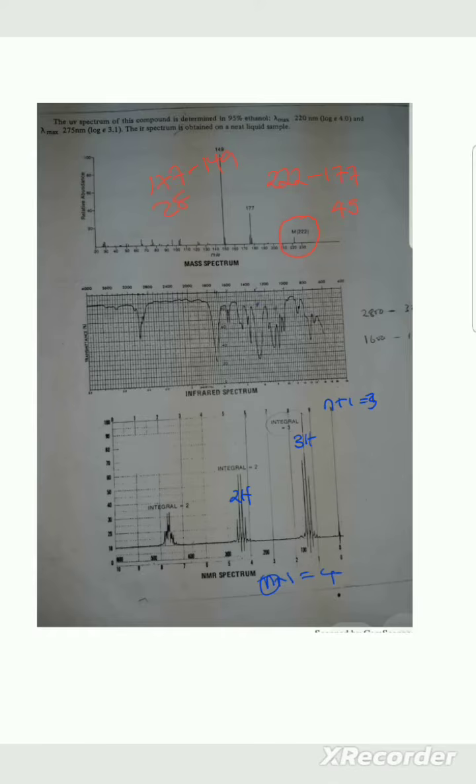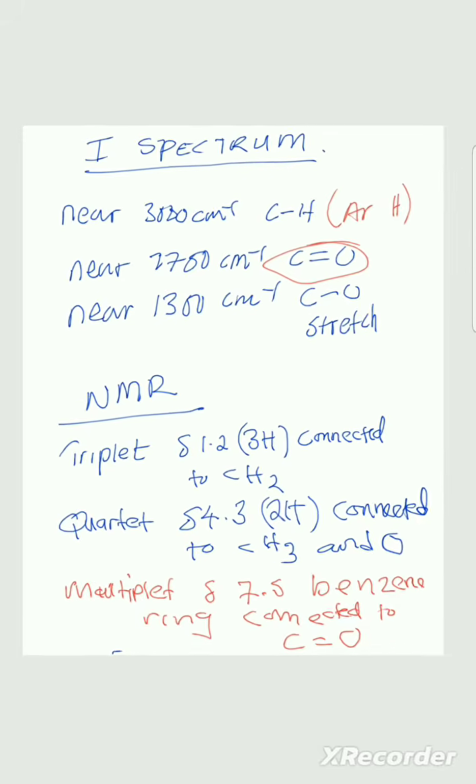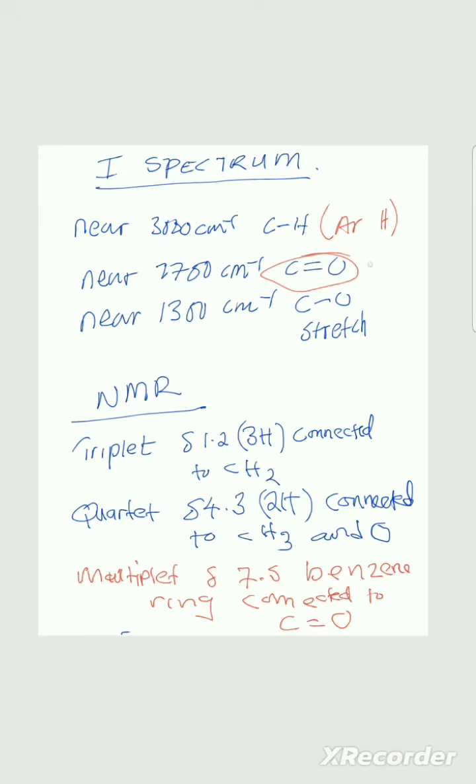Okay, so look at the data that we have gathered, which is on the IR spectrum, on the NMR together with this, which is mass spectrum. So let me go here. Okay, IR spectrum, I've gathered this information, which is CH aromatic, carbonyl, and CO stretch. Then here, remember we said this, which is CH3 connected to CH2.